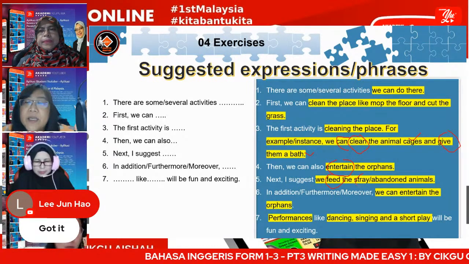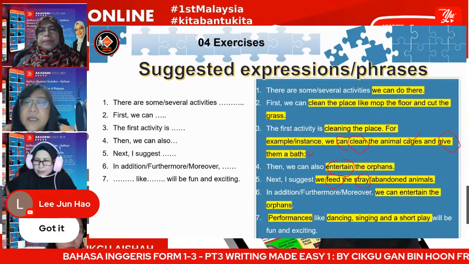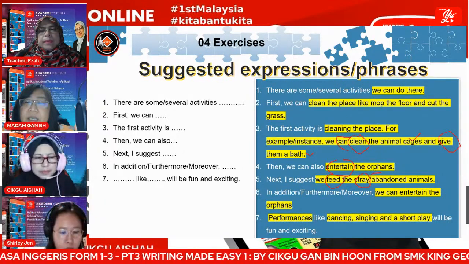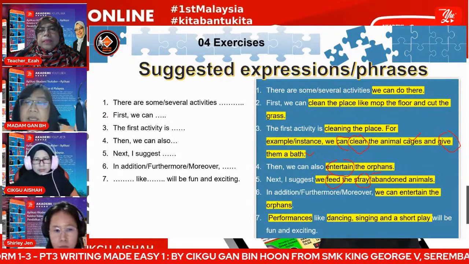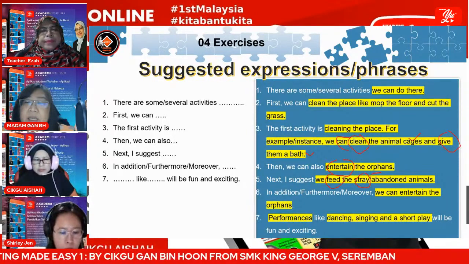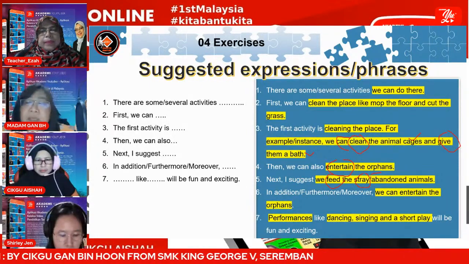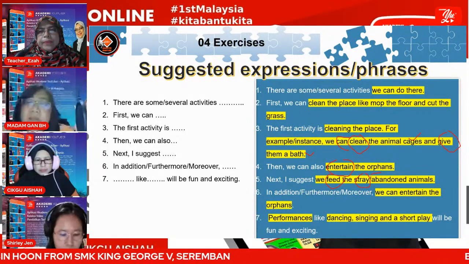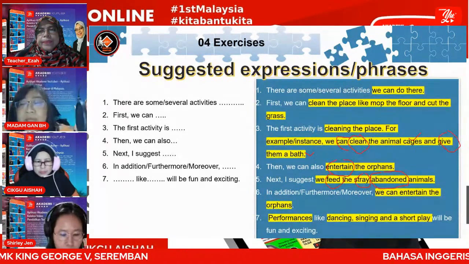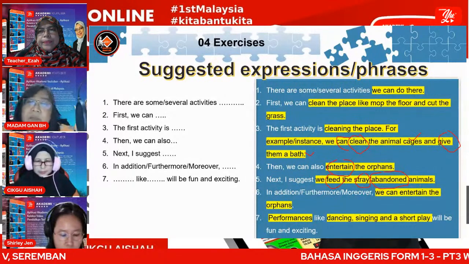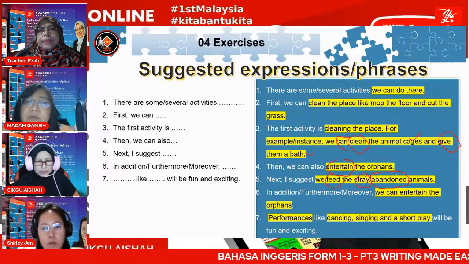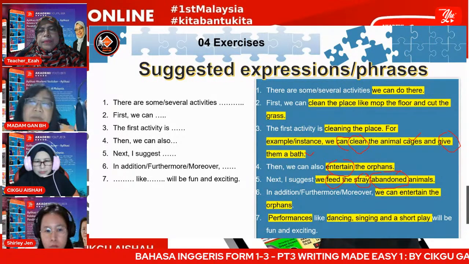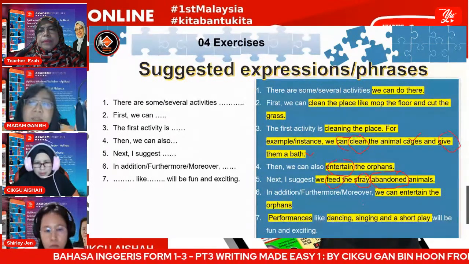Okay, so here you have to have good words like stray, or you use a better vocabulary. That means terbiar. Okay, binatang yang terbiar. Abandoned means binatang yang ditinggalkan. So you can write stray animals or abandoned animals. So these two words show that you have better vocabulary. Okay, or you can write less common lexis.